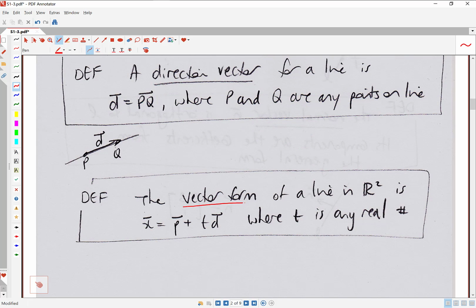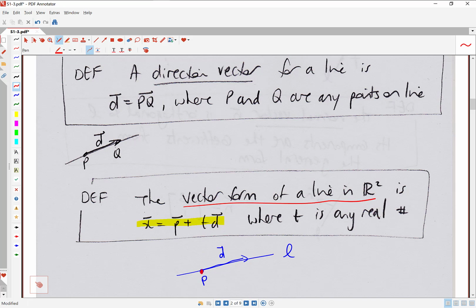The vector form of a line in R2 looks like this. It's an equation that reads vector x equals vector p plus t times vector d, where t represents any real number. So geometrically, what this is saying is that if you want to represent a certain line, let's call it L, we would need to know a point on that line. So let's say we know a point P on that line, and let's say we know our direction vector D is going like this. What this highlighted equation is saying is that if you want to trace out all the different points on this line, then you want to start at the point P, and you want to travel all different multiples along your direction vector.